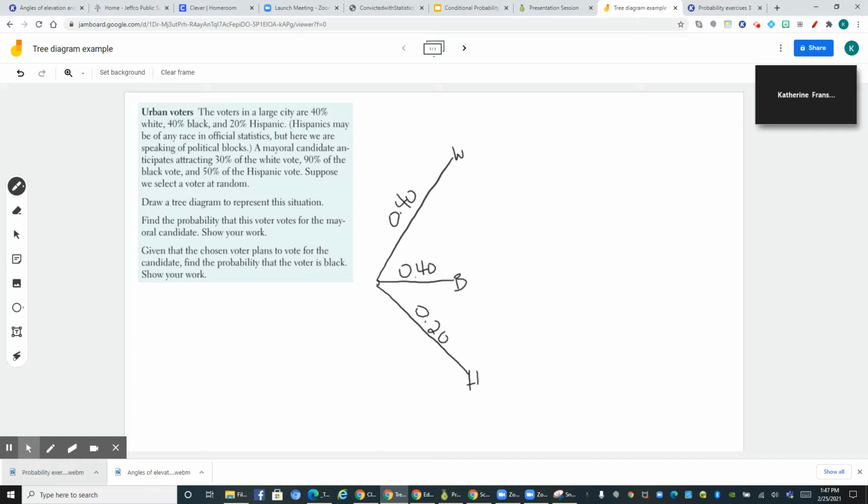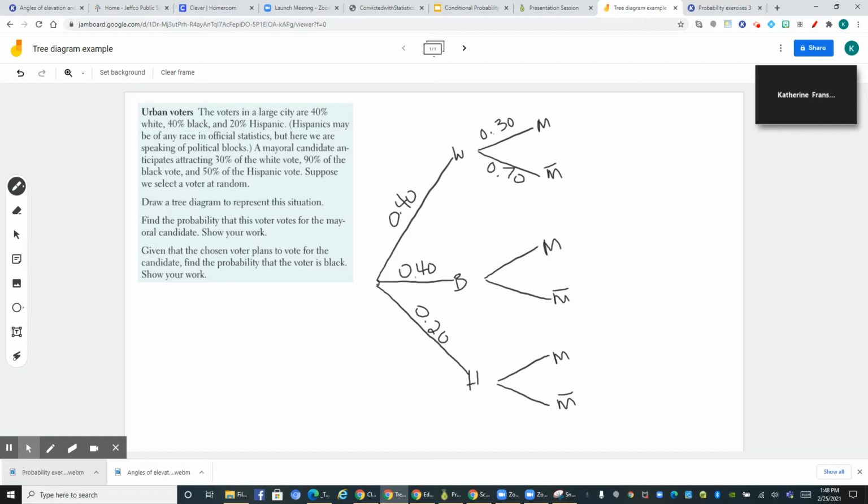And now we're going to think about them voting for this mayoral candidate or not. So we could go mayor, not mayor for each of the groups. Mayor, not mayor, mayor, not mayor. All right. So the probability of a white person voting for this candidate is 30%, 0.3. That means they anticipate that 70% will not.